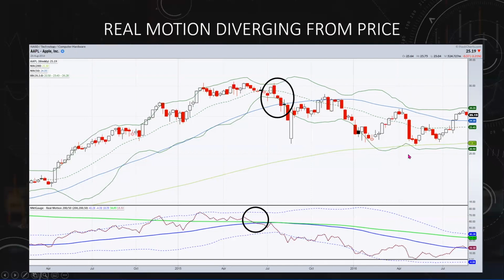Now it's interesting, it does hold the 200-day moving average, but nonetheless, it told you Apple was on the defensive for quite some time, with Real Motion breaking down well ahead of the market action. So selling the breakdown and selling any weakness or strength where you can fade made a lot of sense in this time frame based on that indicator.